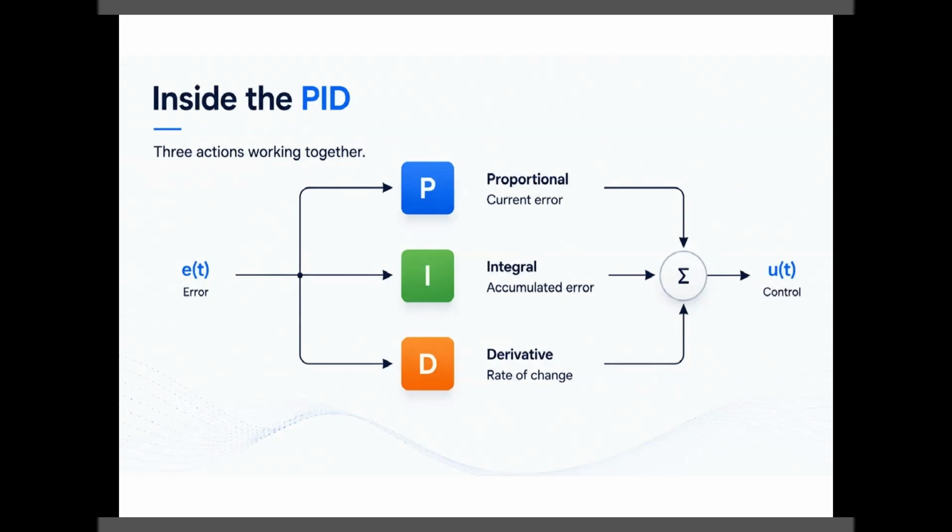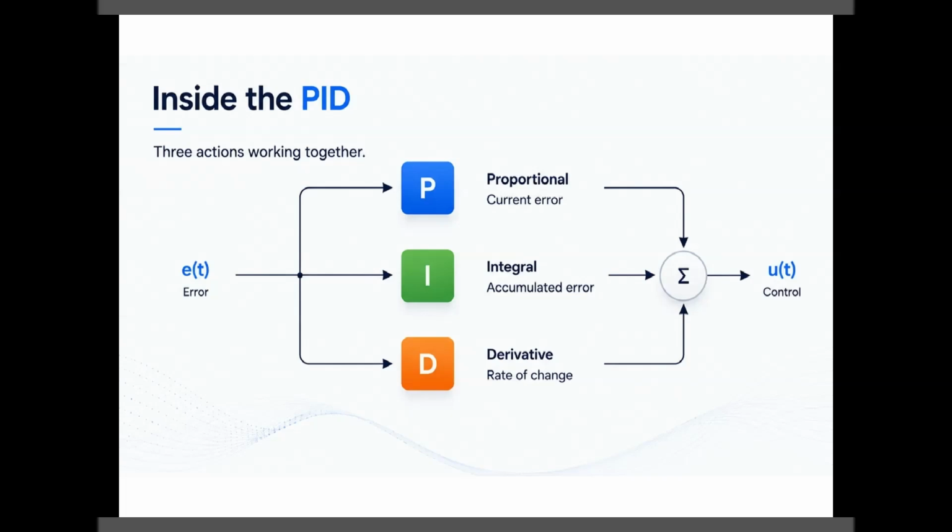Next comes the integral term. Instead of looking only at the current error, it remembers the past. It continuously accumulates the error over time. This is important because even a very small error, if it persists for a long time, indicates that the controller should apply additional correction. The integral action is what allows a PID controller to eliminate steady state error.